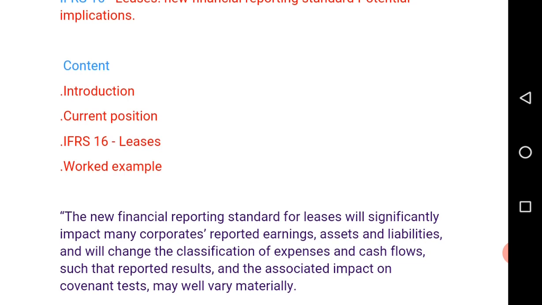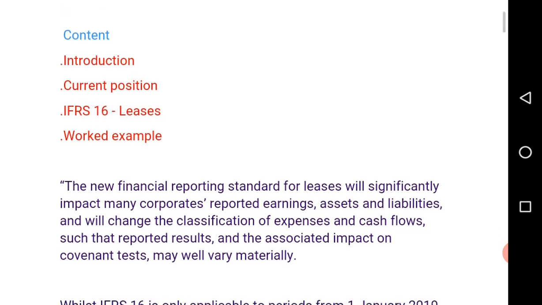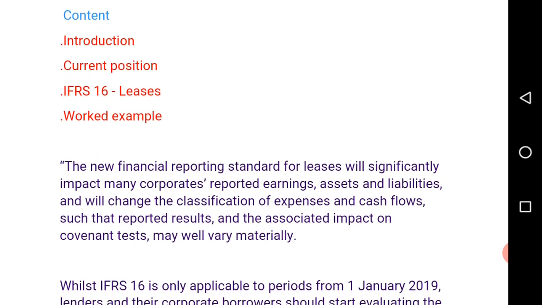So we'll move over quickly into the notes aspect of it, and it says the new financial reporting standard for leases will significantly impact on many corporates' reported earnings, assets and liabilities, and will change the classification of expense and cash flows, such that reported results and the associated impact on covenant tests may well vary materially.